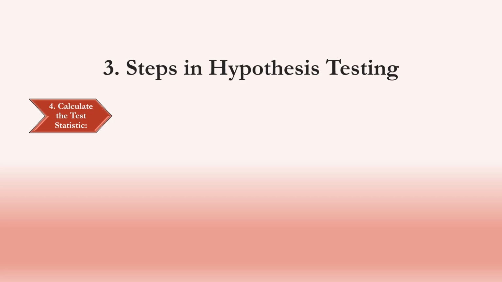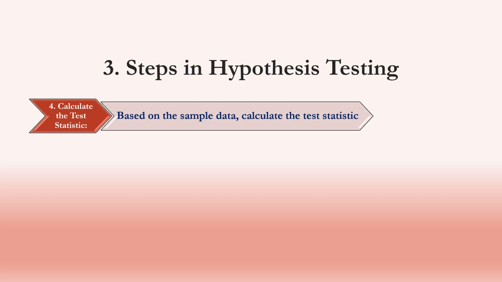The fourth step is to calculate the test statistic based on the sample data. This statistic helps to quantify the difference between the sample data and the hypothesized population parameter. Common test statistics include t-value, which is used when the population variance is unknown and the sample size is small. Z-value, used for large samples or when population variance is known. F-value, used in ANOVA when comparing more than two groups.